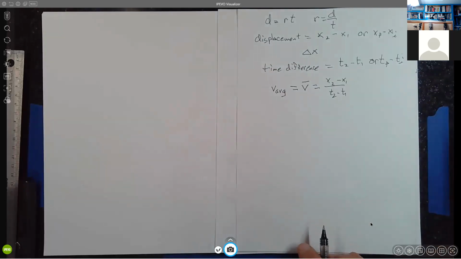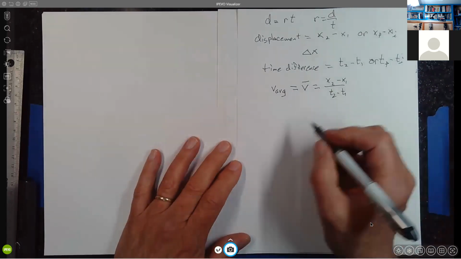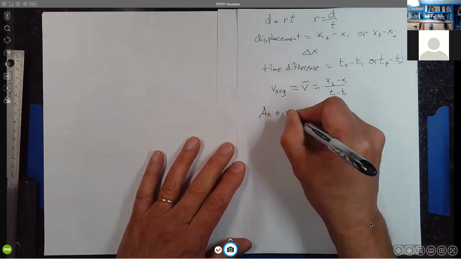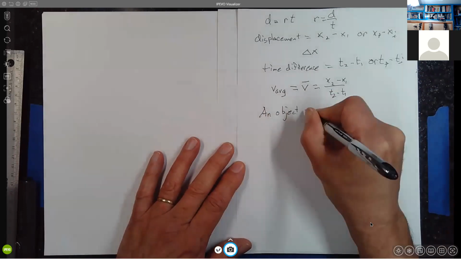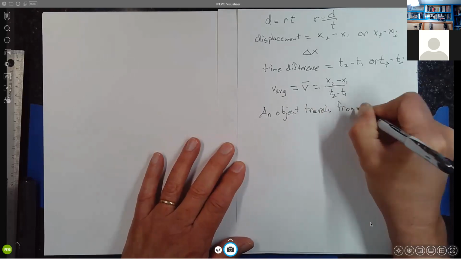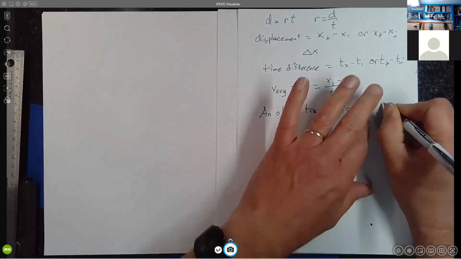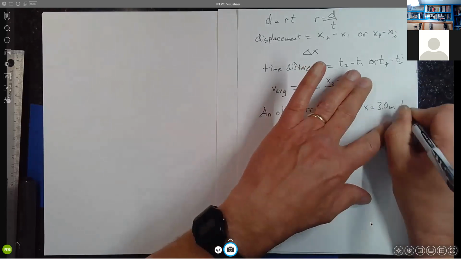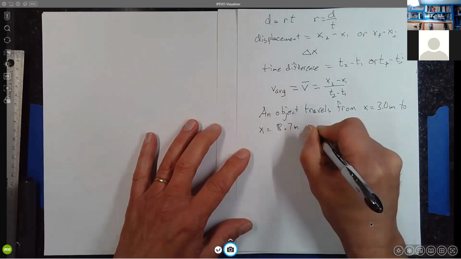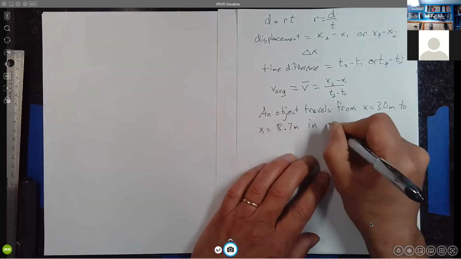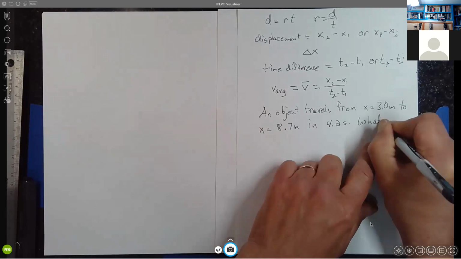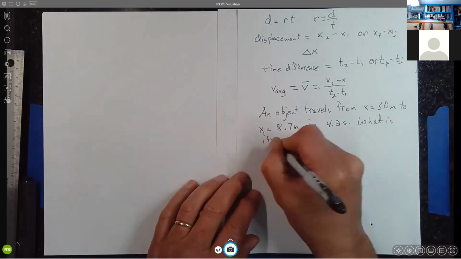So an example of using this might be, an object travels from x equals 3.0 meters to x equals 8.7 meters in, I don't know, 4.2 seconds. What is its average velocity?